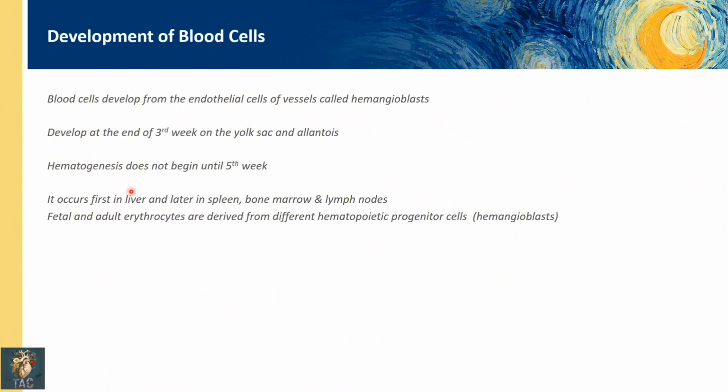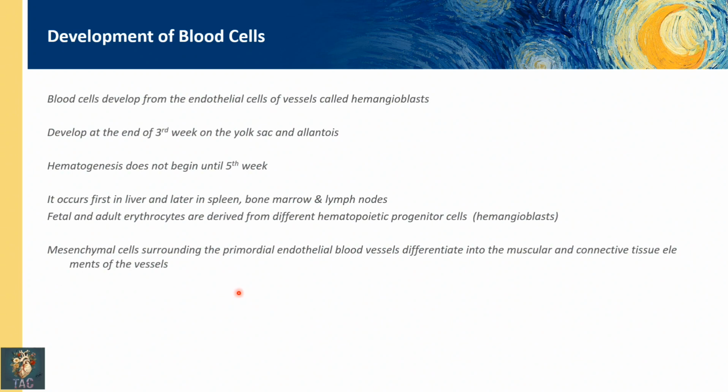The area is called the aorta gonad mesonephros region, because this is the region in which the aorta is developing, and also near this region the mesonephros is developing. So this region is given the name of the aorta gonad mesonephros. Cells from this area then populate the liver and later the spleen, and then hematogenesis starts. And the fetal and the adult erythrocytes are derived from different hematogenic progenitor cells called the hemangioblast.